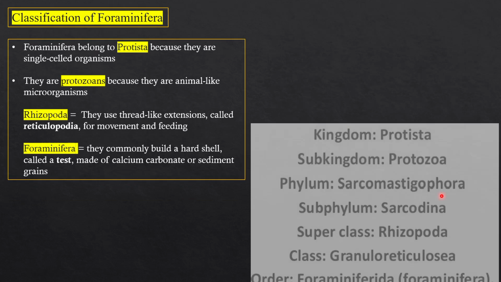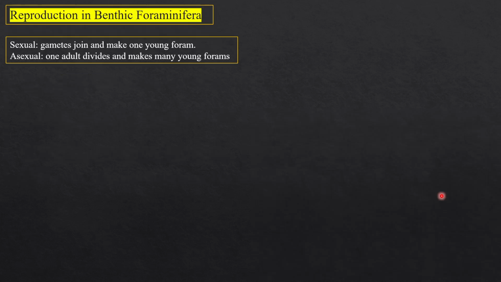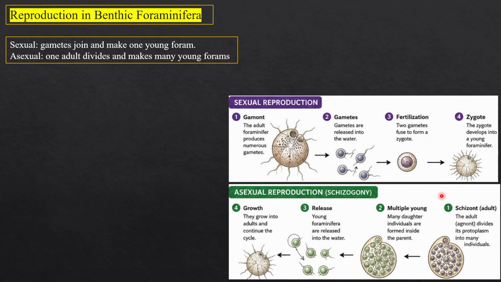Classification of forams is based on kingdom and subkingdom. Benthic forams can reproduce sexually and asexually. Sexually, they produce gametes, which fertilize and form a zygote. But in asexual reproduction, the adult forms daughter nuclei and releases them one by one, and each one grows into a young foraminifera. But in planktonic forams, it is mostly sexual reproduction.